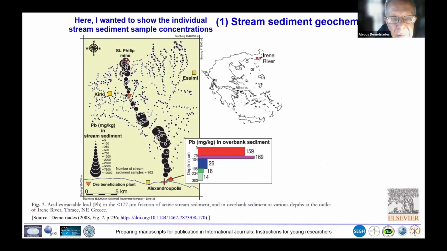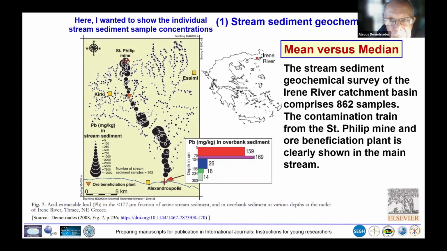This is an area where we have carried out a stream sediment geochemical survey in the northeastern part of Greece, in the Iron River, as you can see on the little map. The mean versus median is what we're studying now. The stream sediment geochemical survey of the Iron River catchment basin comprises 862 samples. The contamination train from the Philippe mine and ore beneficiation plant is clearly shown in the main stream. You can see the dots that are of larger size.